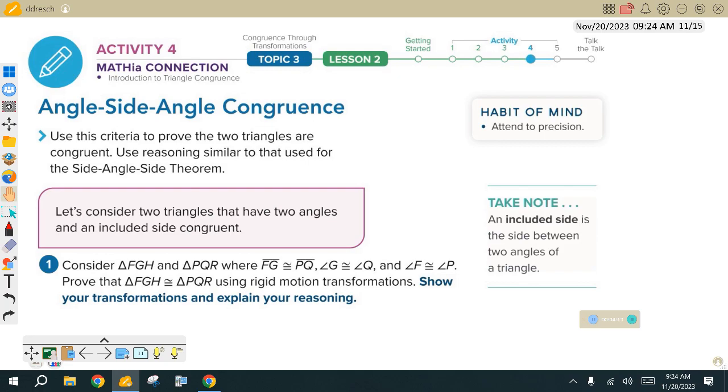Is that between the two angles? No. So that means something totally different. That is the side that's between two angles, right? So that is read as angle side angle. You have to pay attention to where things are located to know what shortcut we're talking about.